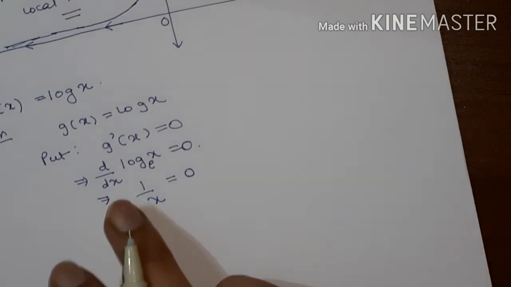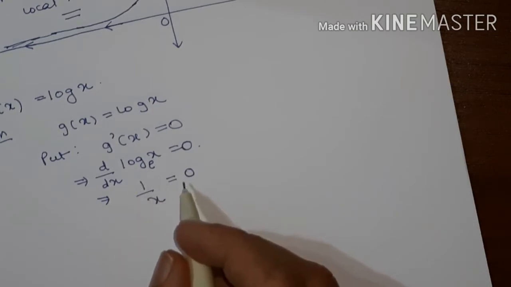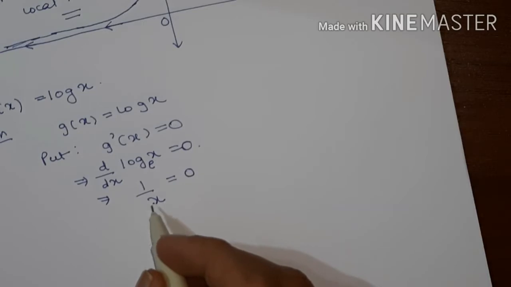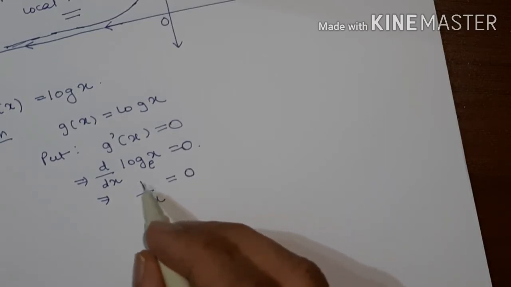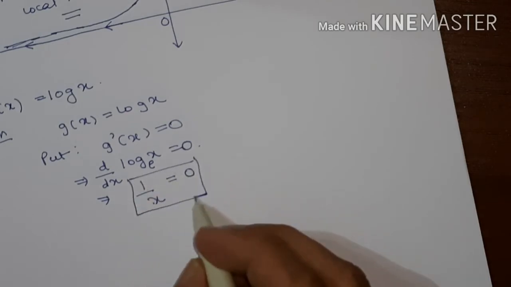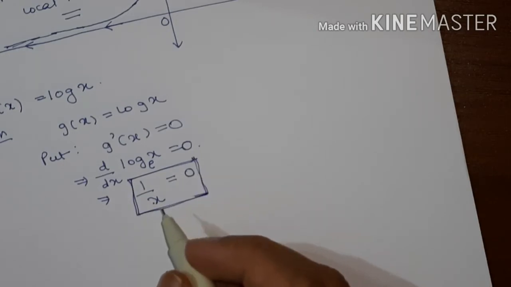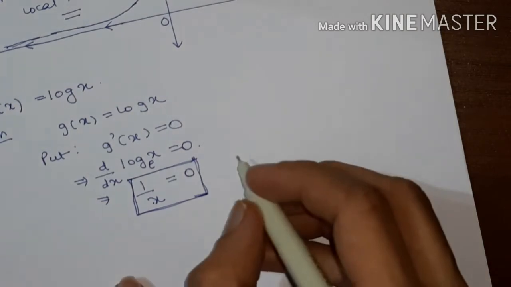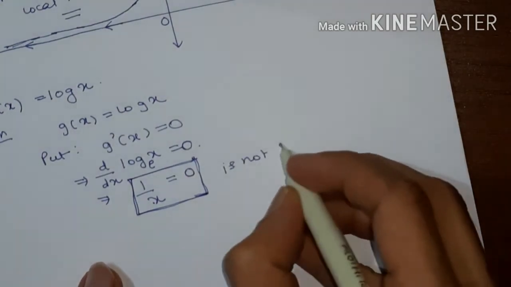Now again, see, when this will become 0, x will be infinity, but infinity is not a number. You cannot take x equal to infinity. So this never becomes 0 actually, so this equation is not possible. 1 by x cannot be equal to 0 for any x. It is very very close to 0 but never 0, so this is not possible.